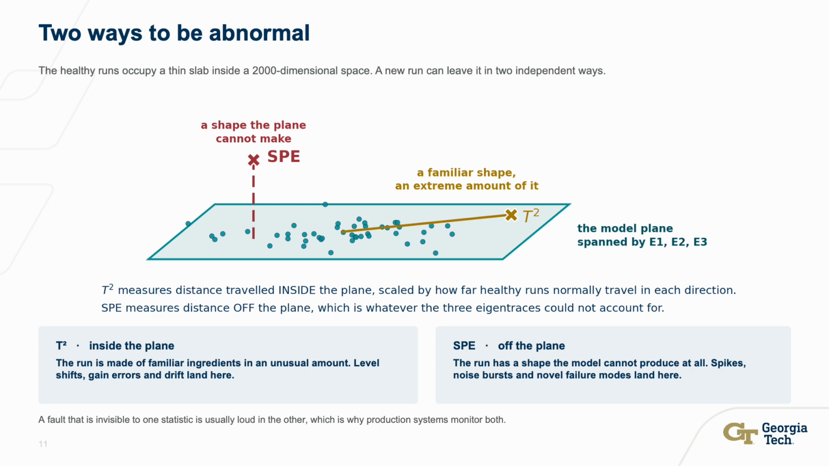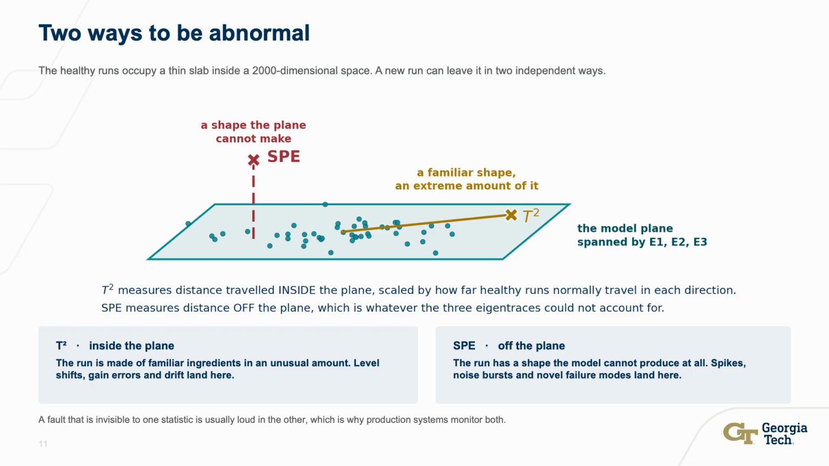Or it can sit out of the plane entirely. The run has a component the plane cannot produce at any coefficient values. That is SPE, the red arrow. They are orthogonal by construction, so they can carry independent information. A fault that is invisible to one is usually loud in the other, and that is why every production MSPC implementation monitors both. If you want a one sentence version, T² asks whether the run is in an unusual place, and SPE asks whether the run is the sort of thing the model can describe at all.